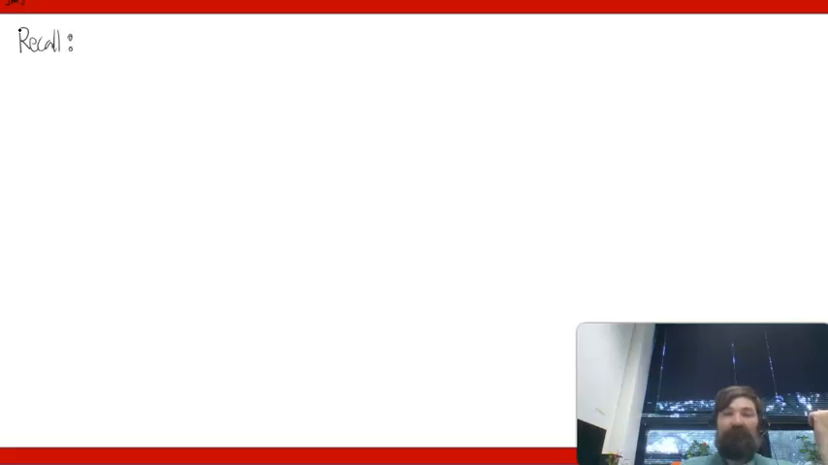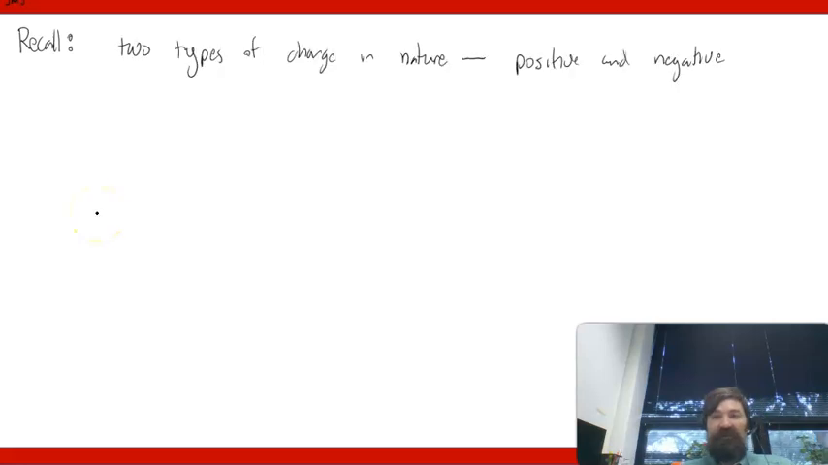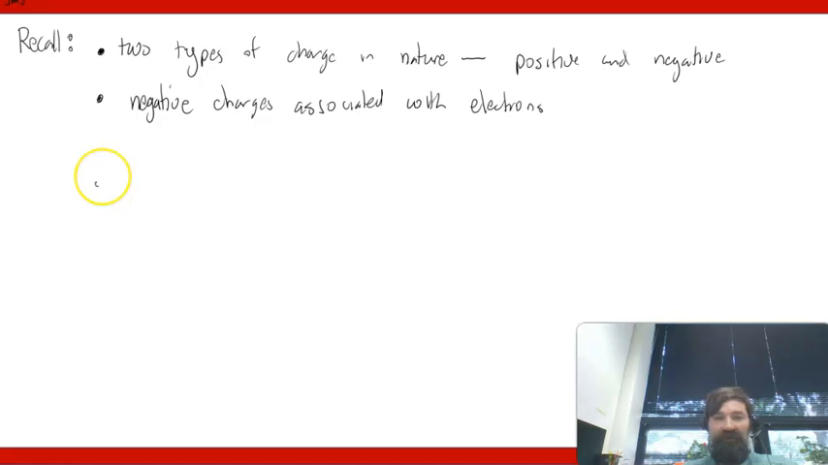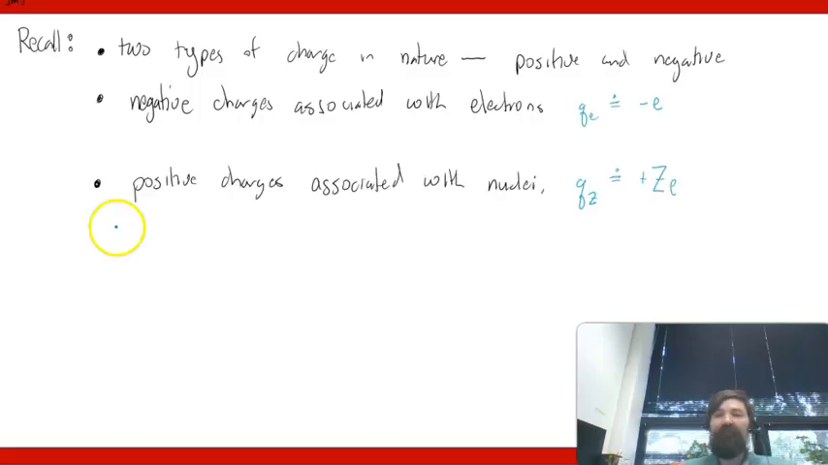Recall that there are two types of charge in nature. These are positive charges and negative charges. Also worth noting is that in more modern physics, meaning late 19th, early 20th century discoveries of the structure of atoms, negative charges are associated mostly with, though not exclusively to, electrons, and positive charges are associated with, though not exclusively found in, atomic nuclei, specifically the protons.